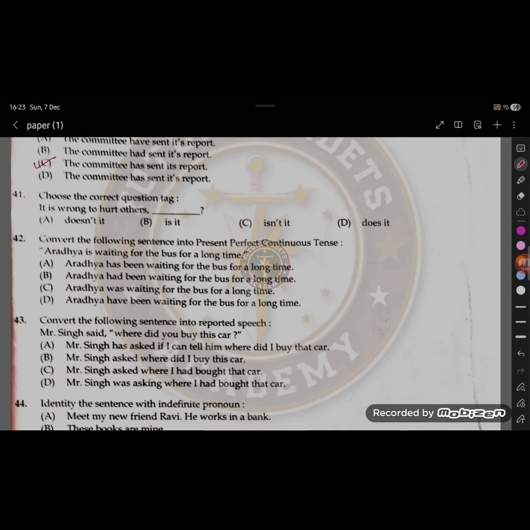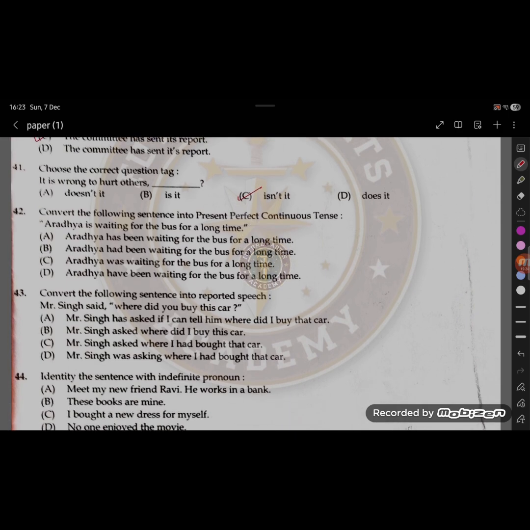Okay. Now choose the correct question tag. Again, I've explained the rules we use for question tag, and for this sentence it will be C, isn't it? Since it's an affirmative sentence, so we will have a negative question tag. I hope you're getting the concept also. Now 42. Tense conversion. Because it's a question about tense, you need to convert the sentence. So here it is A.